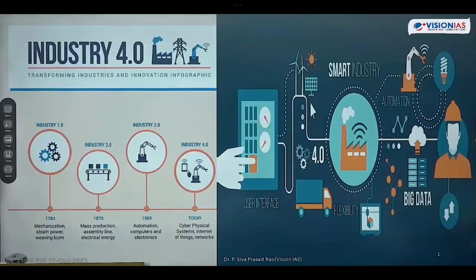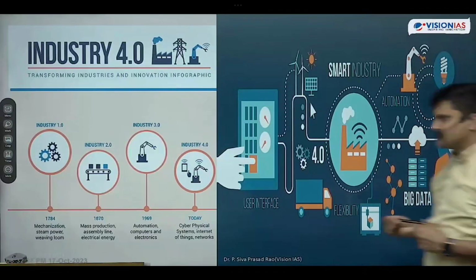Cyber physical systems mean what? A cyber physical system is a combination of different technologies. All these technologies are interrelated, integrated together, and they work hand in hand. So when we implement cyber physical systems, we can bring the concept of smart industry, smart home, smart cars, smart villages, smart cities. This smart concept is possible with the help of cyber physical systems.